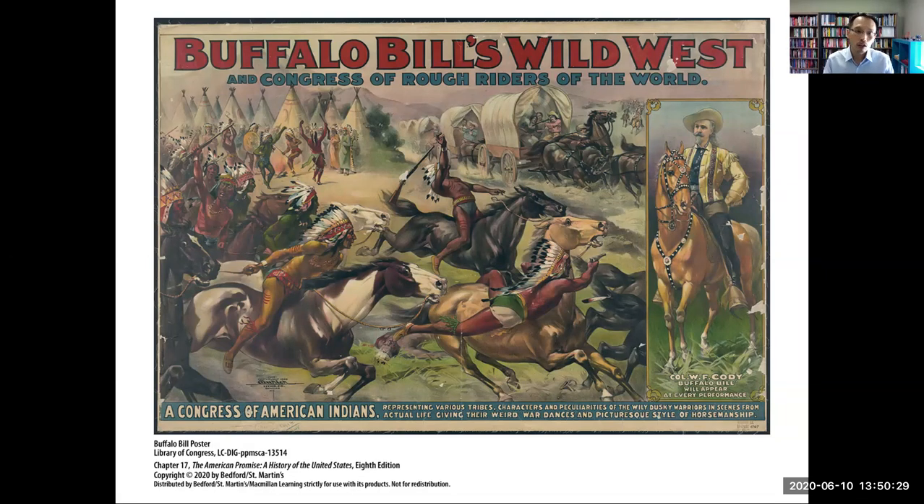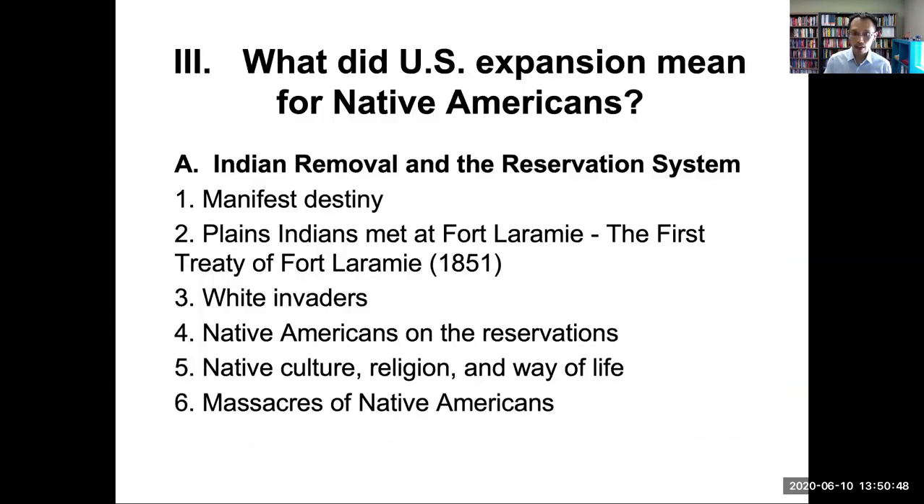Now, as you can imagine, as white settlers moved westward and expanded westward, they came into conflict with Indians who were already living in those lands. So how did they cope with the so-called perceived Indian threat? And one of the first strategies that they devised in many ways built on this concept of manifest destiny that we talked about in the first lecture.